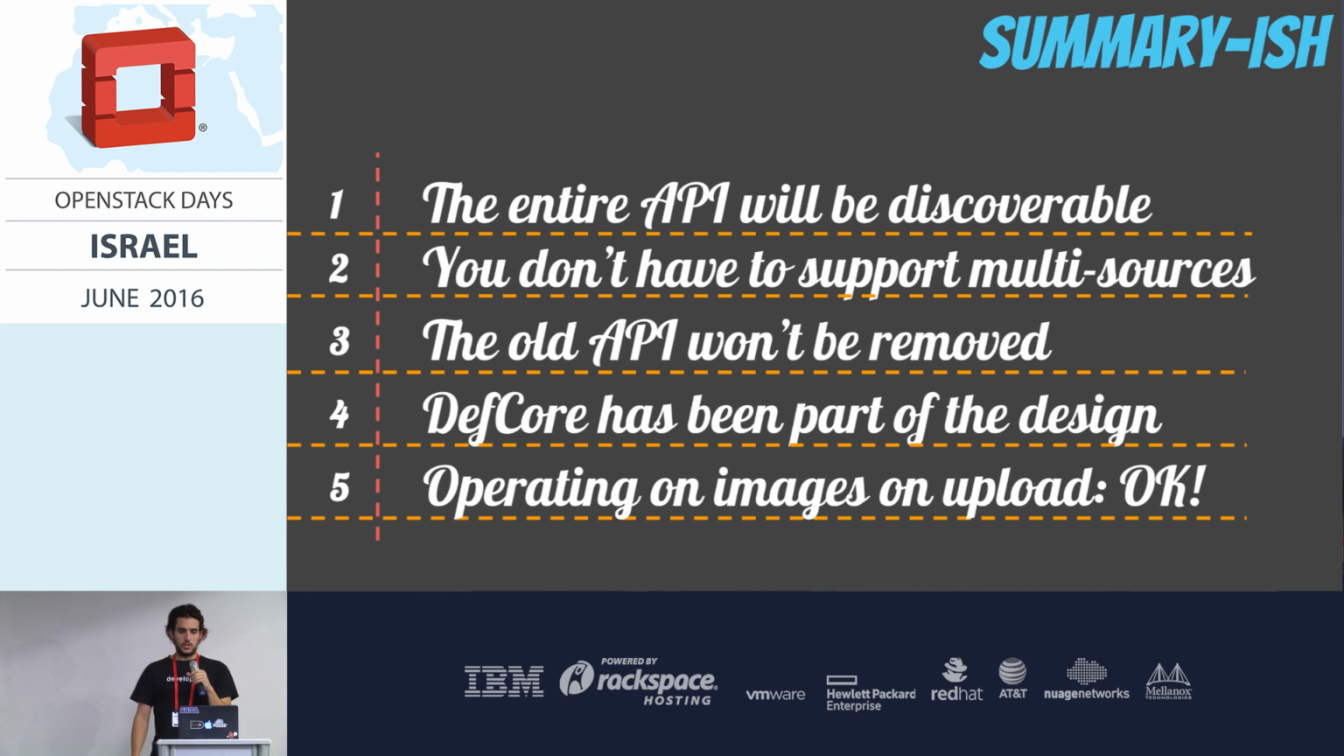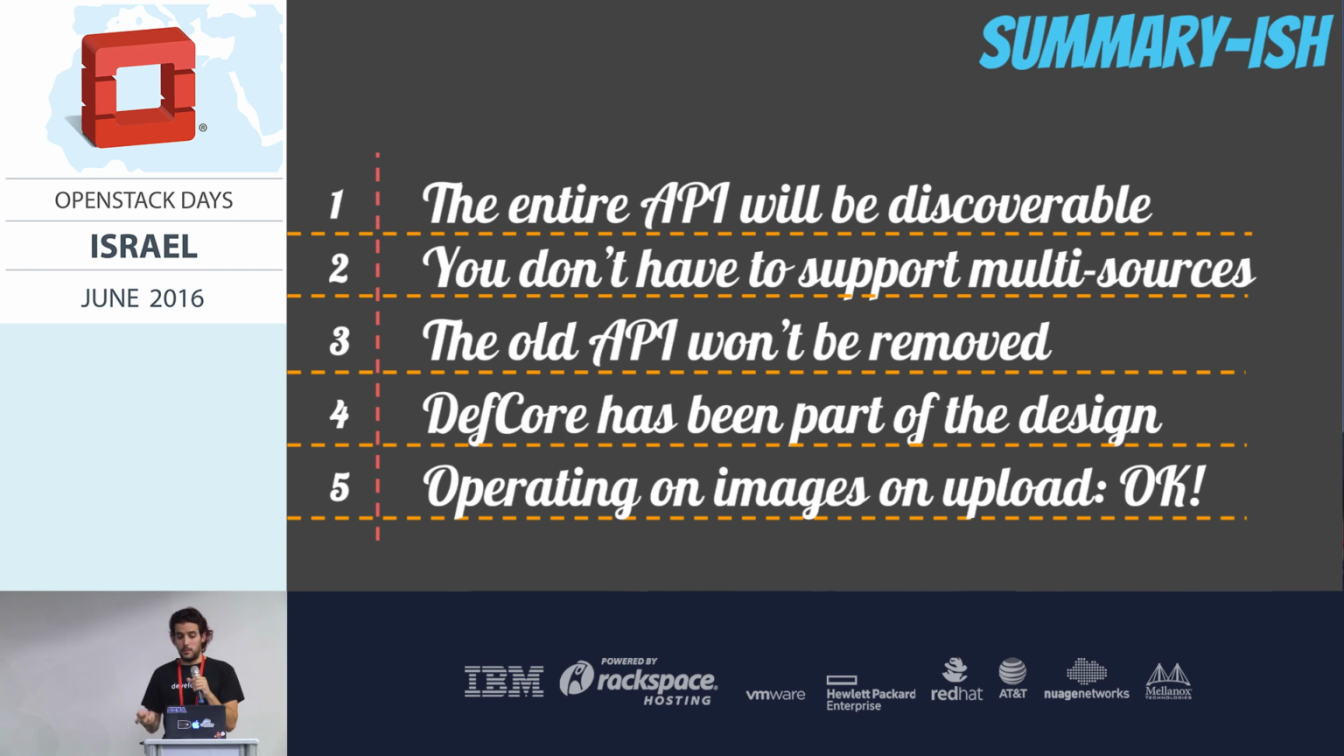So, summary-ish. The entire API will be discoverable. That's one of the main goals. Although we've put more effort into keeping it interoperable than into all the discoverability calls, which should feel more natural to write once we know what the API looks like. You don't have to support multiple sources. You can choose what source you want to support. If you want to support direct uploads, if you want to support imports from third-party external sources, that's fine. We're figuring out with the DevCore team what to do there and how that's going to be validated from a trademark perspective. But that doesn't seem to be a blocker as of the call we had last week.